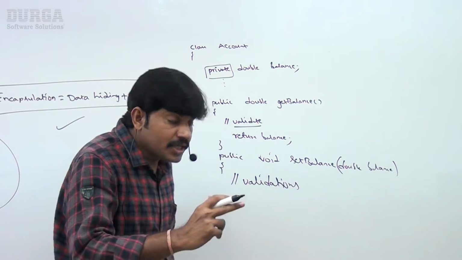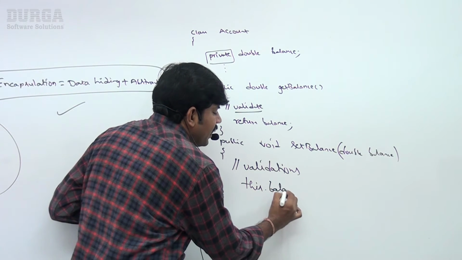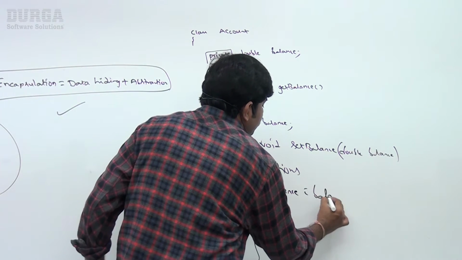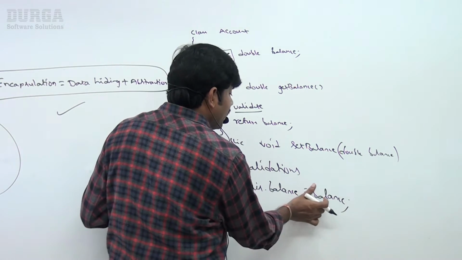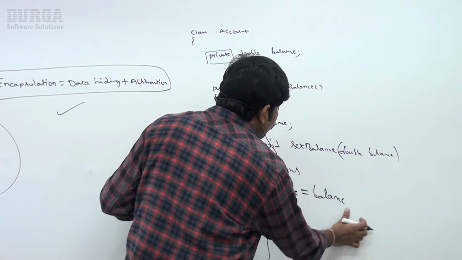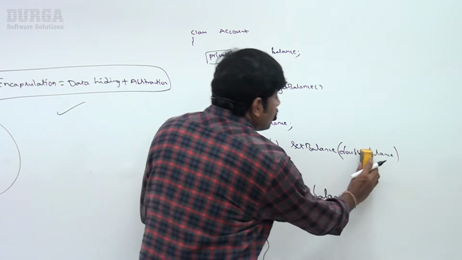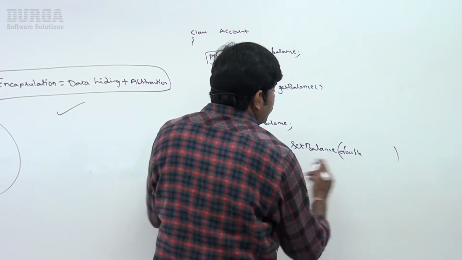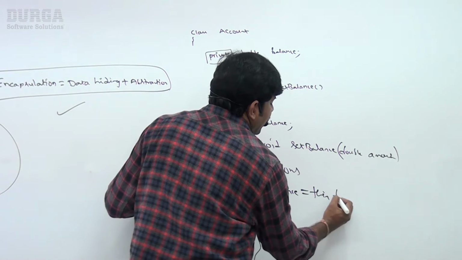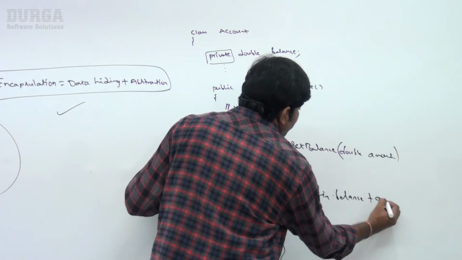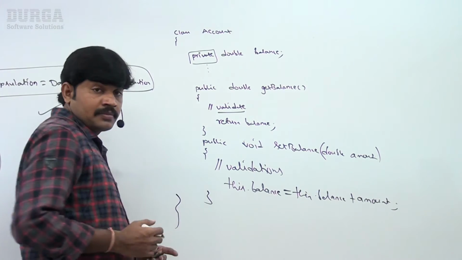Okay. If it is the deposit, sir, this dot balance is equal to this dot balance plus amount, whatever amount we are going to provide. Assume that amount. So current balance plus amount, like this we are going to take. That's all. A simple example.